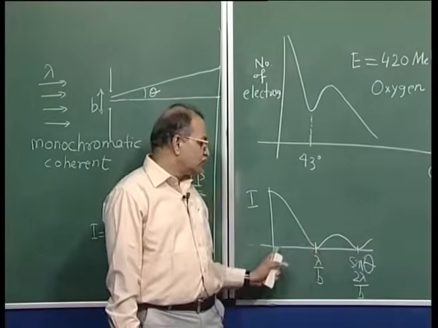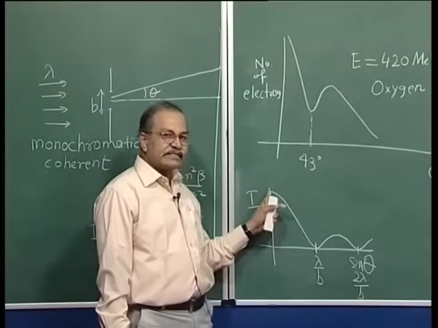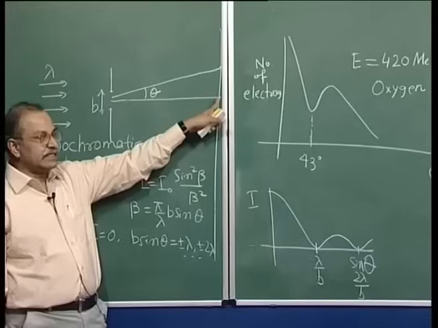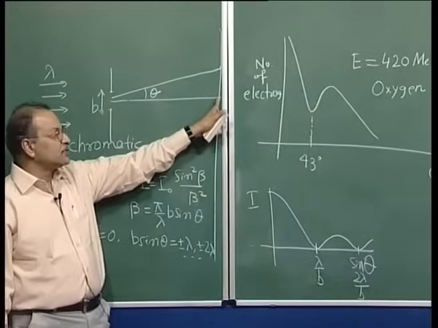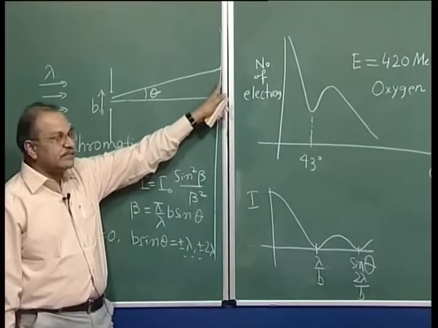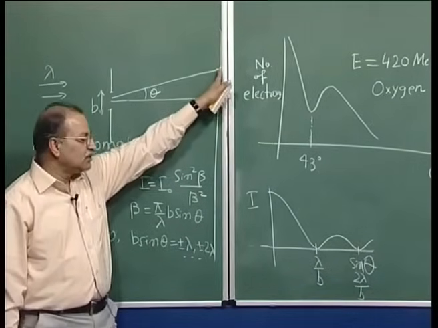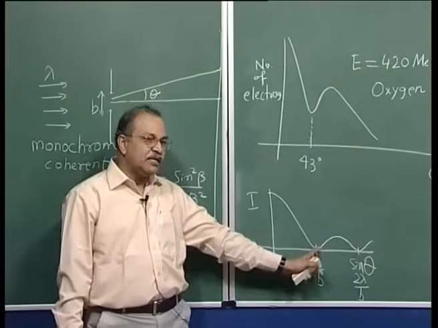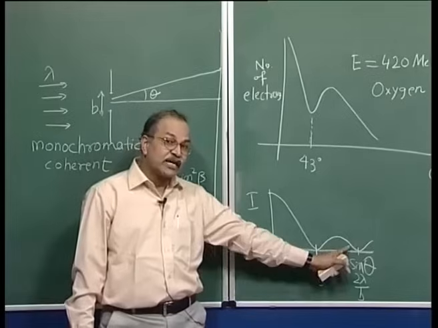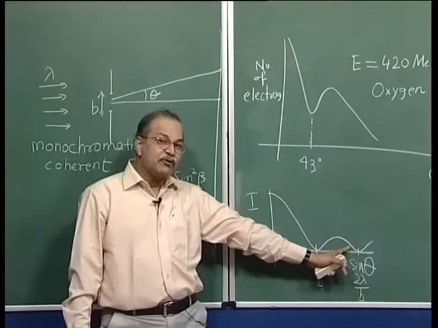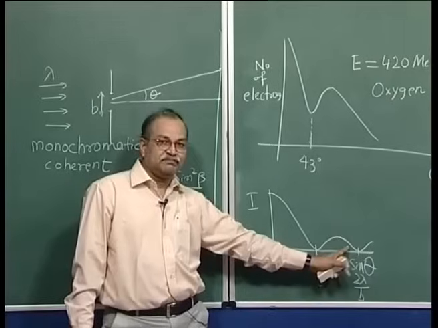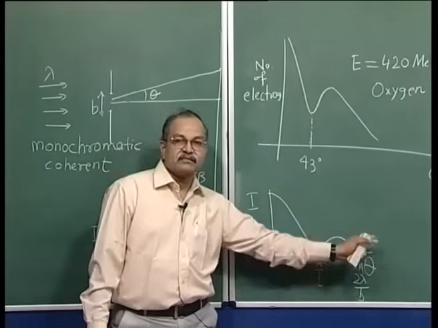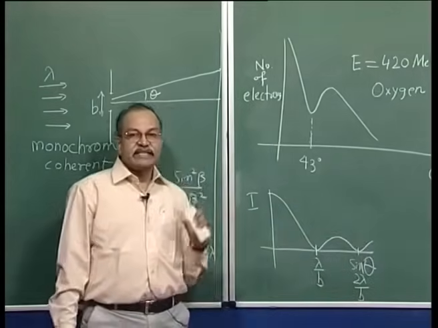So, at theta equal to 0, you have large intensity, that means in this diagram here the intensity is largest. And as you are increasing theta, intensity is going down and becoming 0 somewhere where sin theta is lambda by b. And then the next maximum is only about 5% of the first maximum. So, this maximum is very small. So, this is the diffraction pattern of a single slit.